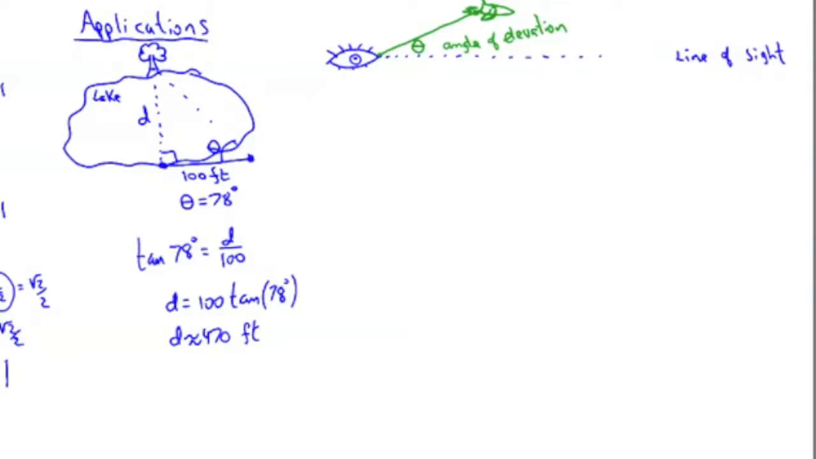If you are looking down at the ground at some ant, and you're looking down at this ant, and let's call this angle alpha. This is an angle of depression. It's the angle of depression.